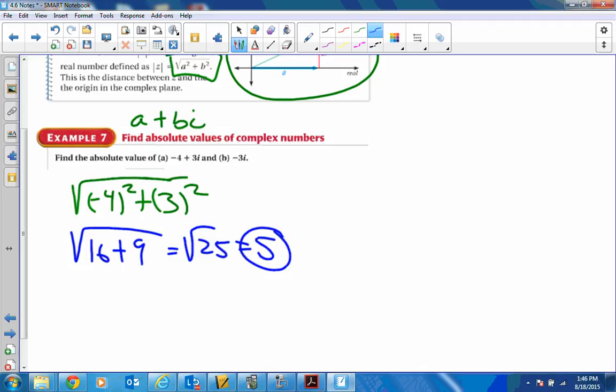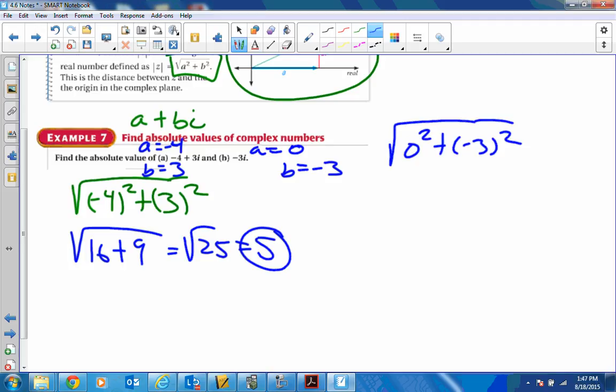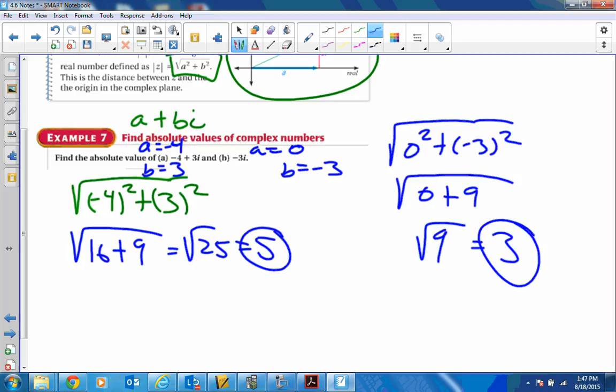So basically, the distance from the origin to that point is 5 units, is what they're finding when they do that. Now negative 3i. On the last one, a was negative 4 and b was 3. On this one, there is no a, so it's 0, and b is negative 3. So we write 0 squared plus negative 3 squared, which gives us 0 plus 9, which gives us 9, which gives us 3. So the answer would be 3 on that one. And that's all you really have to do on those absolute values.